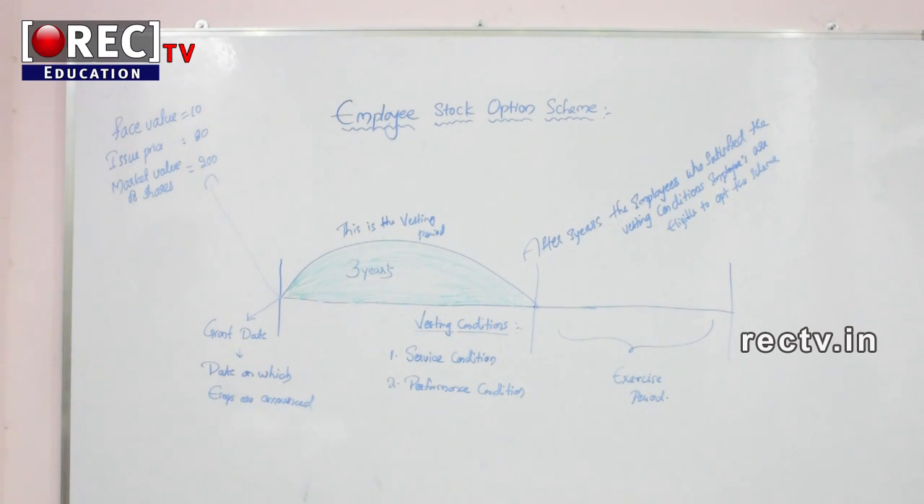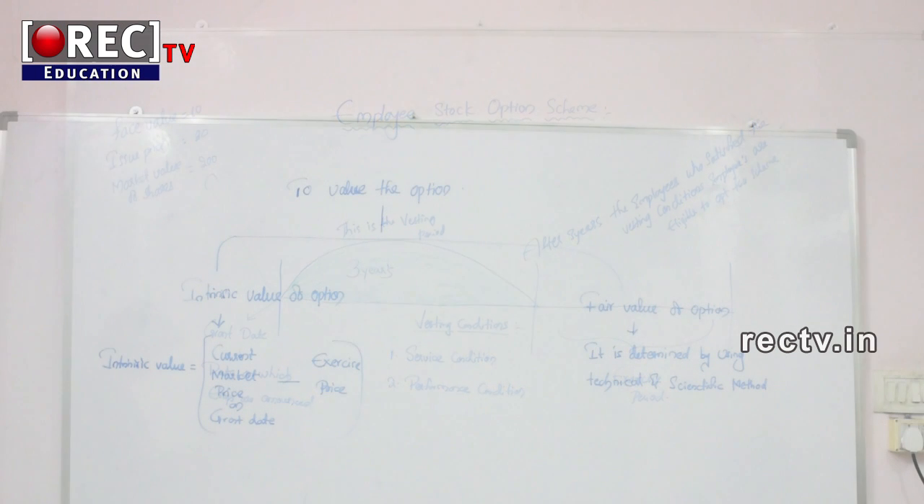So there is a benefit to the employees by this. To value that benefit, there are two methods: intrinsic value of option and fair value of option. The benefit given to the employees will be in the form of allotment of shares at a predetermined price which is lower than the prevailing market price.